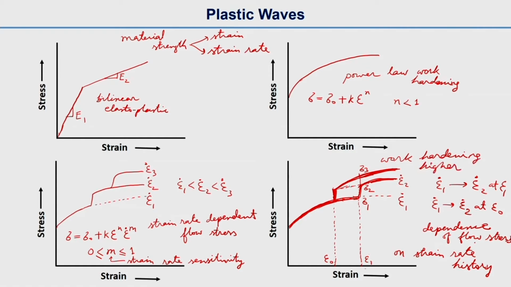So, flow stress will depend on the strain rate history. That means when we increase the strain rate, whether we increase at a strain epsilon 1 or at a strain epsilon naught, that will decide what will be the work hardening, and we can see that the slopes of these curves are different. So, this slope is lower, and for this other one the slope will be higher. So, this should be flat and this slope should be higher.